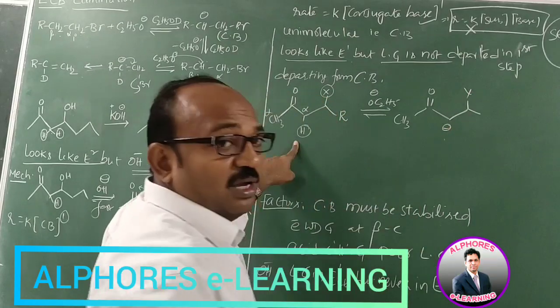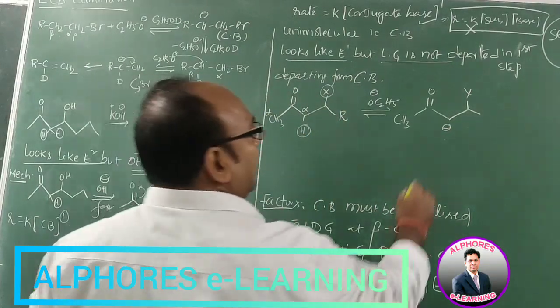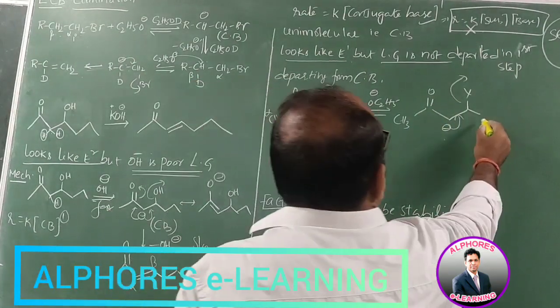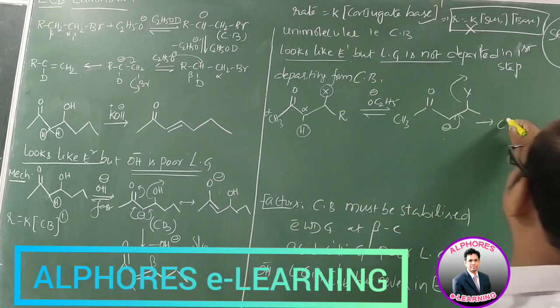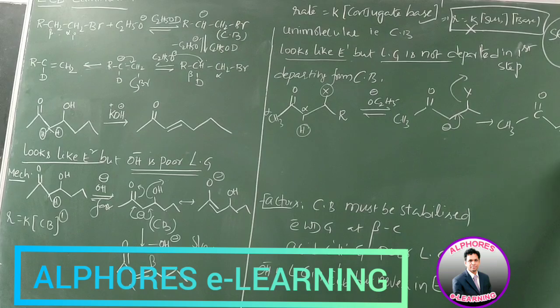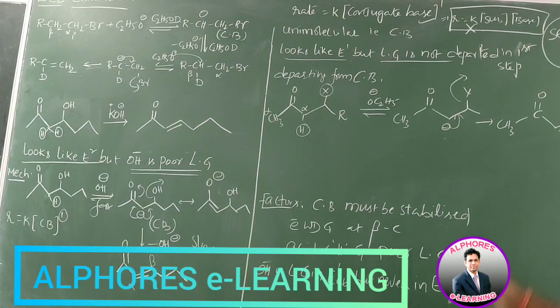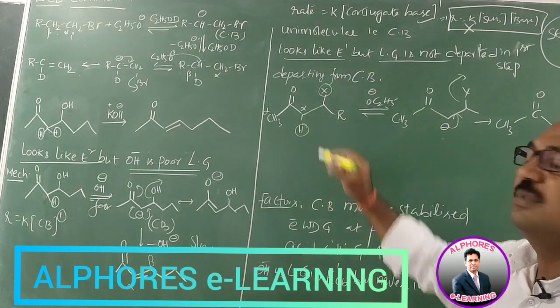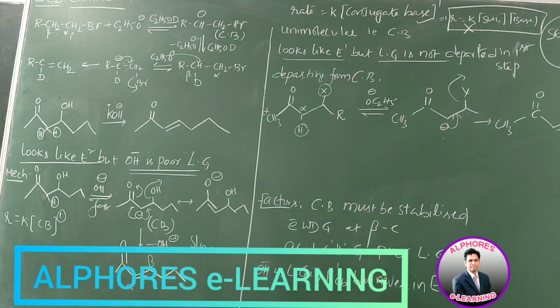This leads to formation of the conjugate base, and from this conjugate base the negative charge shifts like this and X minus has to leave. What are we getting here? CH3, C double bond O, and here a double bond. So we are getting the product. Again, elimination takes place from the conjugate base but not from the substrate. Now it is very clear.